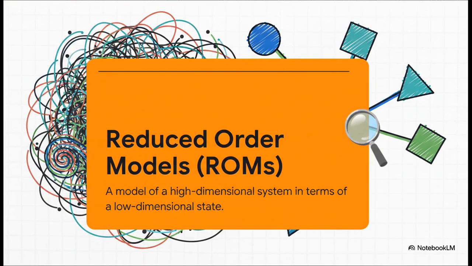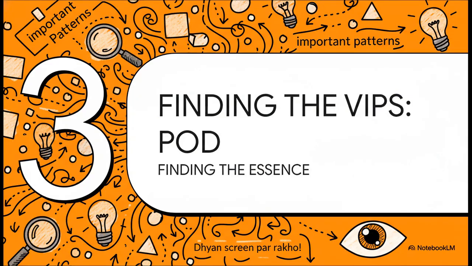So here's the secret sauce. Most complex systems, no matter how chaotic they seem, have these hidden patterns. एक underlying simplicity होती है. ROMs are brilliant because they find that simplicity and totally exploit it. So instead of tracking millions of points, we learn to track just a few key patterns that basically define the whole system. Smart, right? तो सवाल ये है, how do we actually find these important patterns? इन VIPs को ढूंढे कैसे? Well, the first big secret is coming up right now. So ध्यान screen पे रखो, this is where the real magic begins.